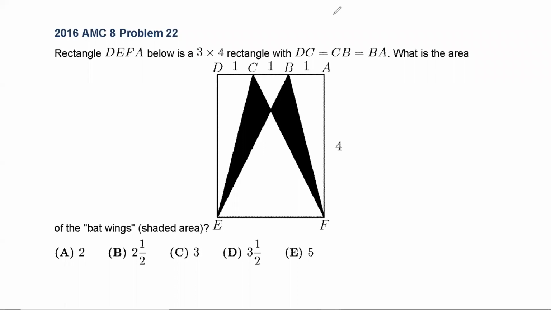Rectangle DEFA below is a 3 by 4 rectangle with DC equal to CB equal to BA. What is the area of the bat wings shaded area?